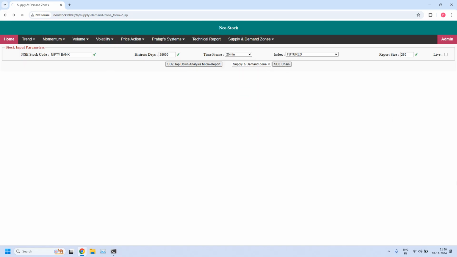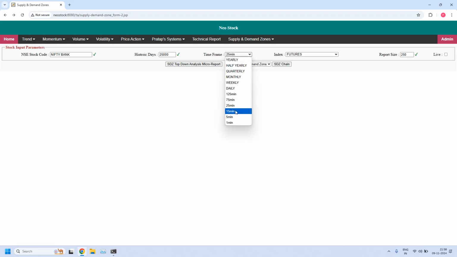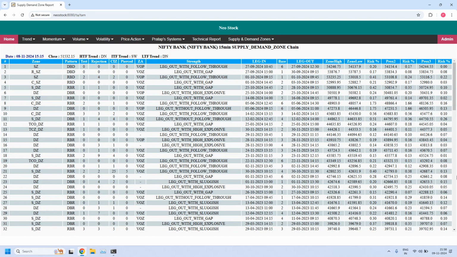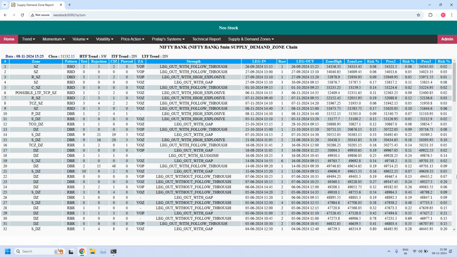25 minute supply demand zone chain. Next, 15 minute supply demand zone chain. And the last report, last time frame, 5 minutes supply demand zone chain for BANKNIFTY. So this is about BANKNIFTY supply demand zone chain. And the next set of reports are about bullish and bearish trade setups for monthly, weekly, daily income trades.